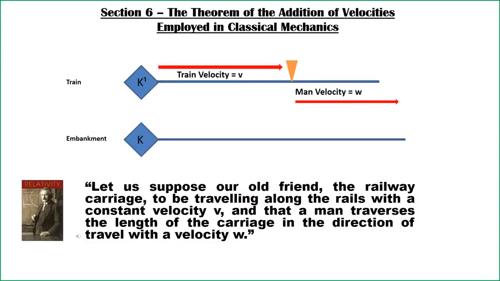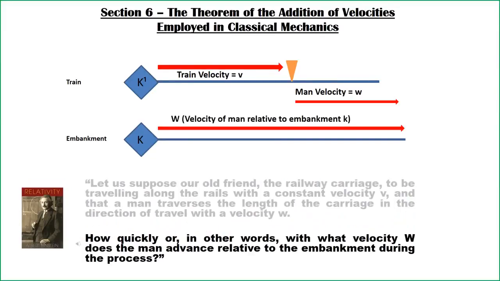Einstein used the example of a train travelling along an embankment at a velocity v, and a man walking along inside the train with a velocity w. He asks, with what velocity is the man travelling relative to the stationary embankment? He directs us to use capital W to represent this relative velocity.